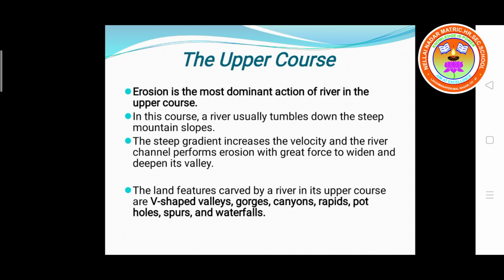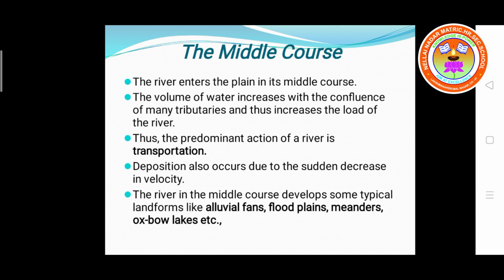The middle course, have a look at the middle course. Slide number 10. The river enters a plain in its middle course. Once it falls from the upper course, the next level is the middle course, where the river water enters. The volume of water increases with the confluence of many tributaries and thus increases the load of the river. So the load of the river will be more, and the volume of water will be increased in the middle course. Thus the predominant action of a river is transportation. So in this middle course, with the help of the water, a lot of sediments will be transported.